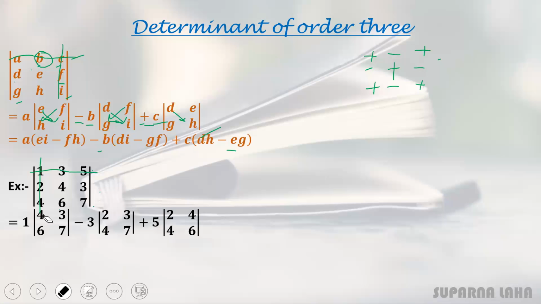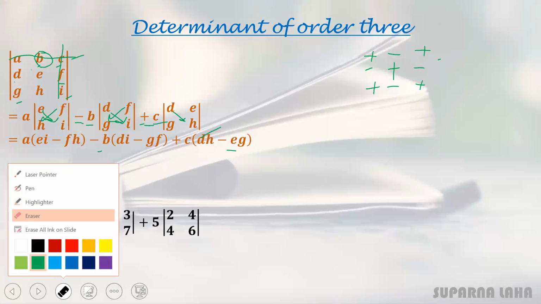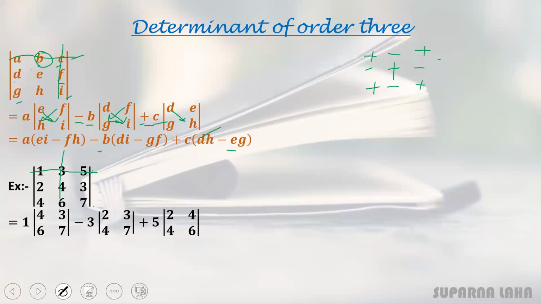And then what you have to do? Remove this first row and this second column. So minus 3 into 2, 3, 4, 7. Here it is. Next, remove this first row and third column. So plus 5 into 2, 4, 4, 6. Now you know how to write down the value of a second order determinant.